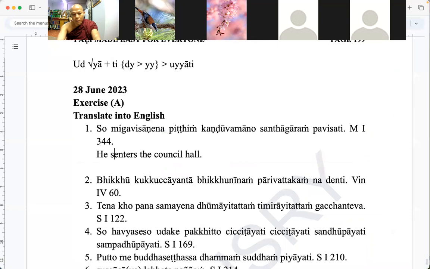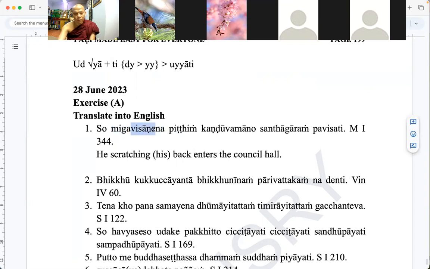Present participle, scratching. So piṭṭhiṃ, maybe his back. Piṭṭhi means the back of the body. Actually, the word for his is not included, but he scratched himself. That is right, his body or his back. So scratching his back with the miga visāna.